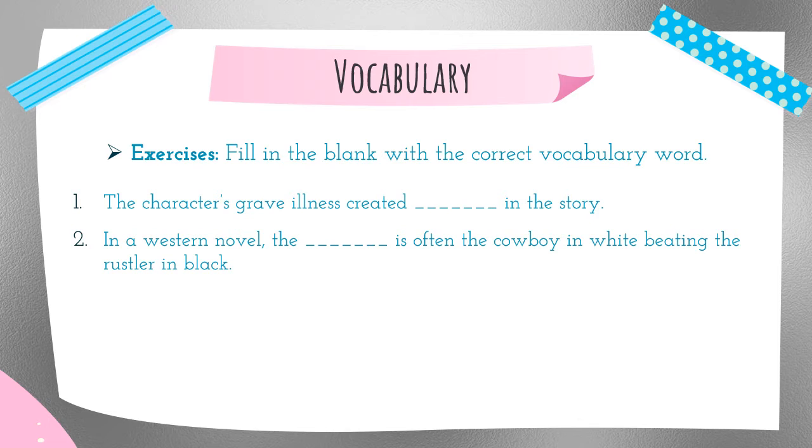Number 2, in a Western novel, the blank is often the cowboy in white beating the rustler in black. It means he's being victorious. He wins. He's winning over the rustler in black. So which vocabulary word would best go there?